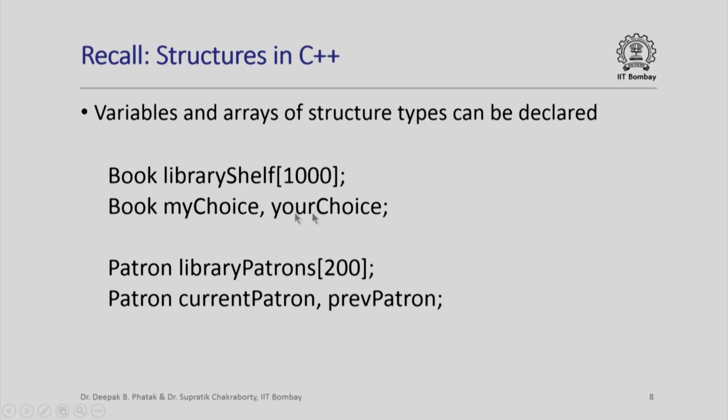Similarly, this declaration is saying that there are 2 variables named my choice and your choice, and each of these variables have the structure type book. This declaration says that library patrons is an array of size 200 where each element of this array is of structure type patron, and similarly current patron and previous patron are 2 variables, each of them having the structure type patron.